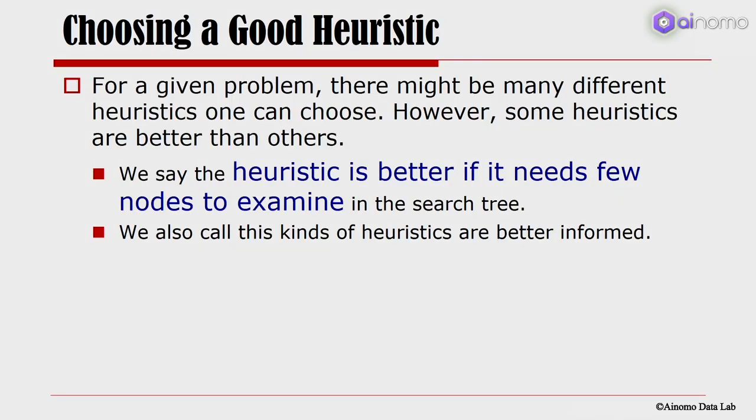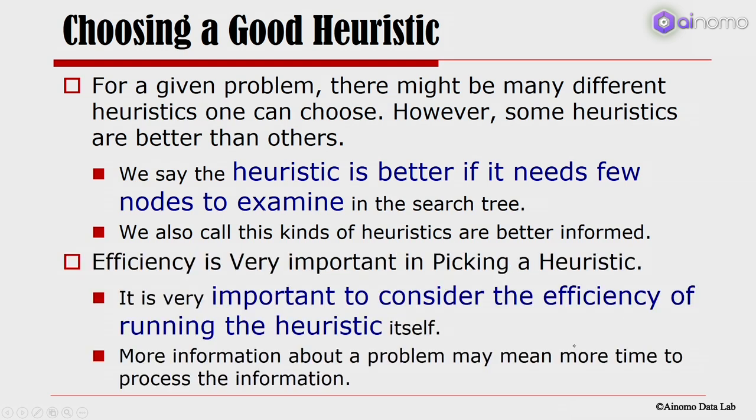For any given problem, there might be many different heuristics one can choose. However, some heuristics are better than others. We say a heuristic is better if it needs fewer nodes to be examined in the search tree. We also call these kinds of heuristics better informed. Efficiency is very important in picking a heuristic. It is very important to consider the efficiency of running the heuristic itself. More information about a problem would mean more time to process the information and maybe more inefficient heuristics.